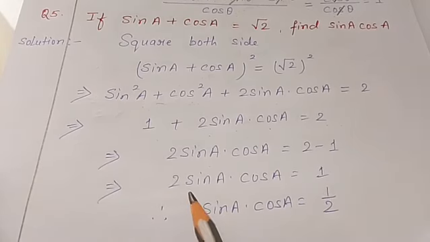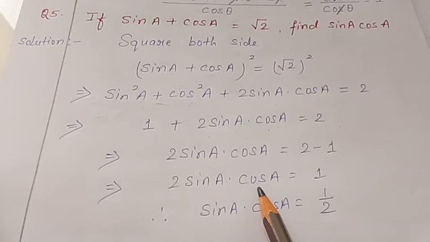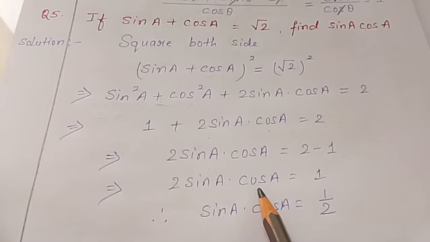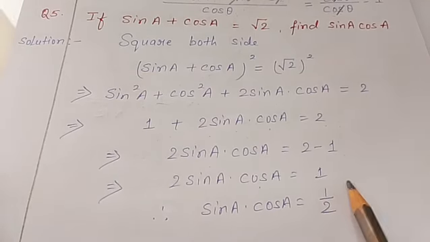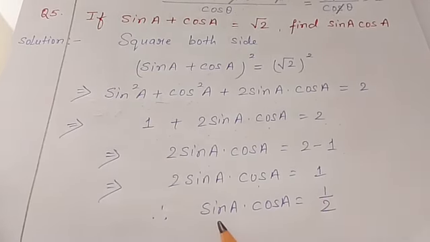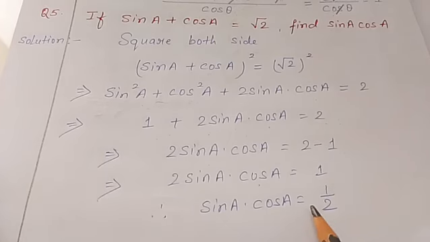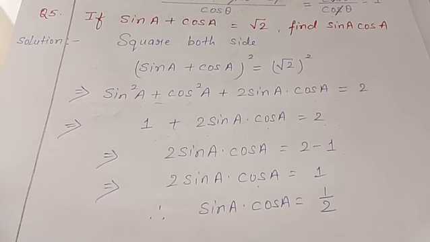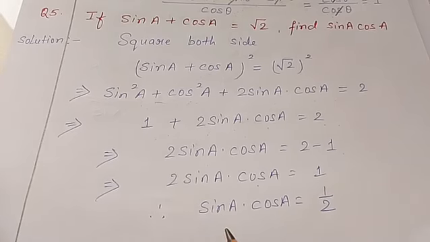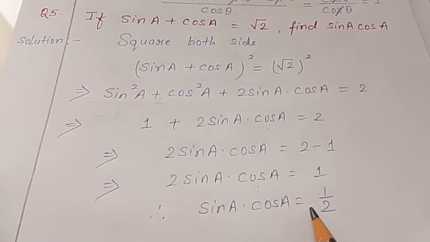Now isolate sin A into cos A. Divide both sides by 2 so that sin A into cos A is equal to 1 by 2. The value of sin A into cos A is equal to 1 by 2.